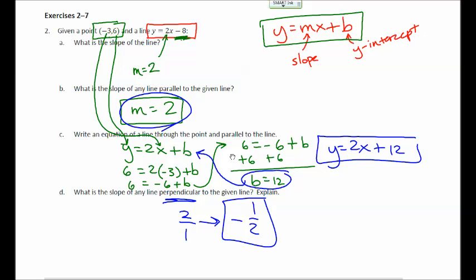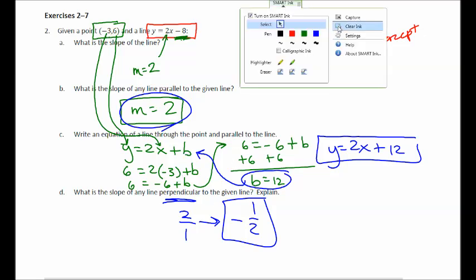Now, could we write an equation of a line that went through the point that's perpendicular? And the answer is yes. I'm not asked to do that, so I won't do it here, but we could do that, go from a slope and a point, and find either parallel or perpendicular.